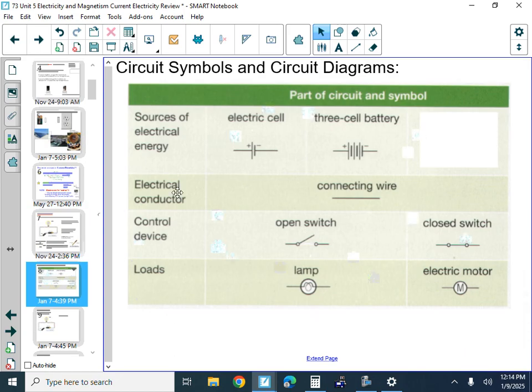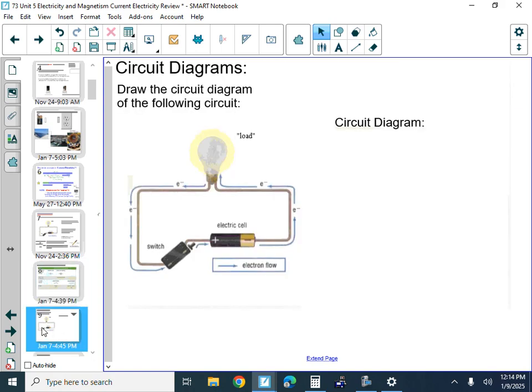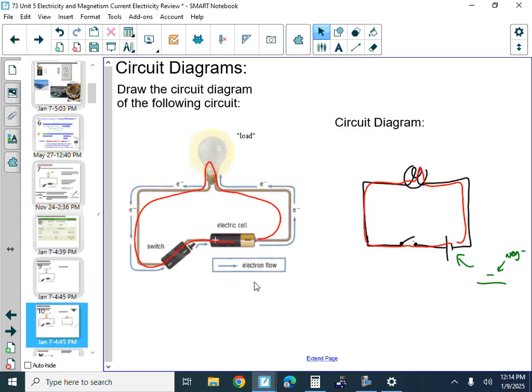Symbols that are used in a circuit, we'll just see those: cells and batteries, lines for the wires, and so on, right? So if we're drawing a circuit diagram for this simple circuit here, it looks kind of like that, where we've got a switch and a battery and wires connecting, and there's a complete path for electrons to follow, which is what this red line was.